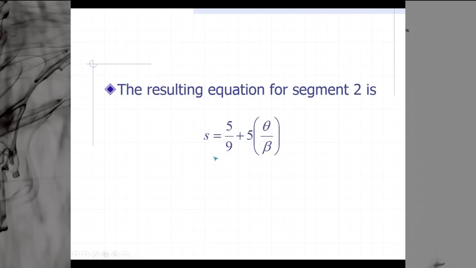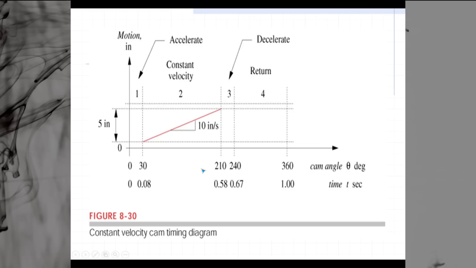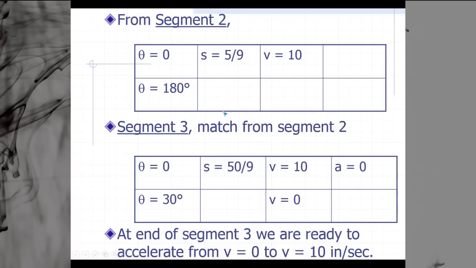The resulting equation for segment 2 is as follows. So indeed, it looks just like a line where we have 5 times our slope plus our y-intercept. So here's our equation for position, and we differentiate this to get our velocity, and of course our acceleration is going to be 0, as is our jerk equation. Now we turn our attention to the deceleration phase, segment 3. From segment 2, here's our table. Segment 3 must match from the end of segment 2.